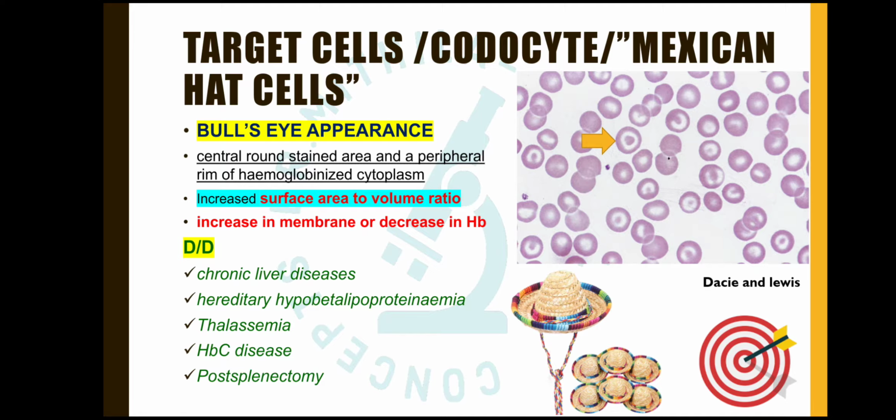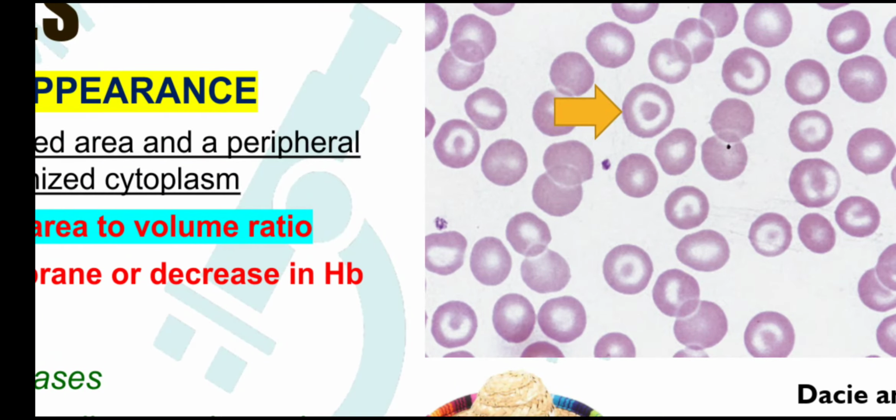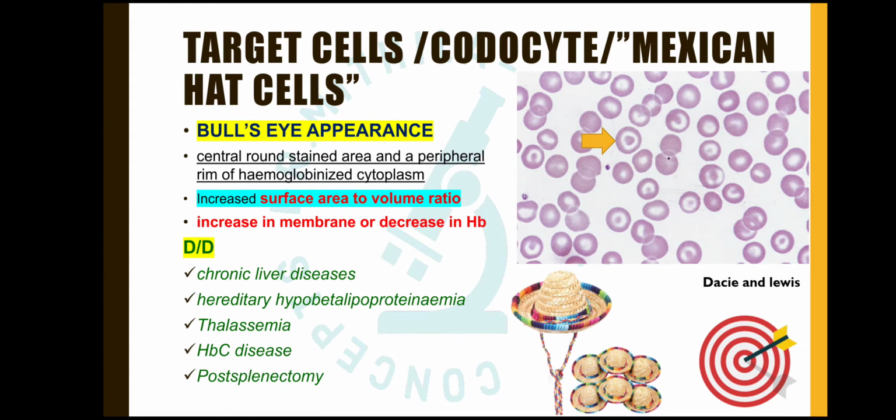So the important point is that the membrane is increased. It is increased when the membrane is more loaded with cholesterol. In that case, the target cells are seen, and the surface area to volume ratio will therefore be increased. So the membrane is increased and the hemoglobin is decreased. So we see a central round area of hemoglobinization, which is surrounded by a halo, and then again it is surrounded by an area of hemoglobinization, and it gives rise to the formation of this target cell. So again, this is important. These differential diagnoses are important to know.